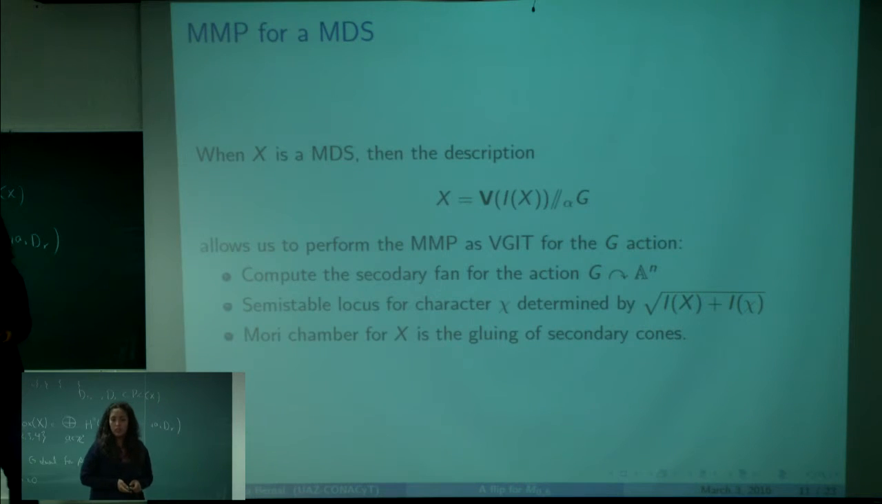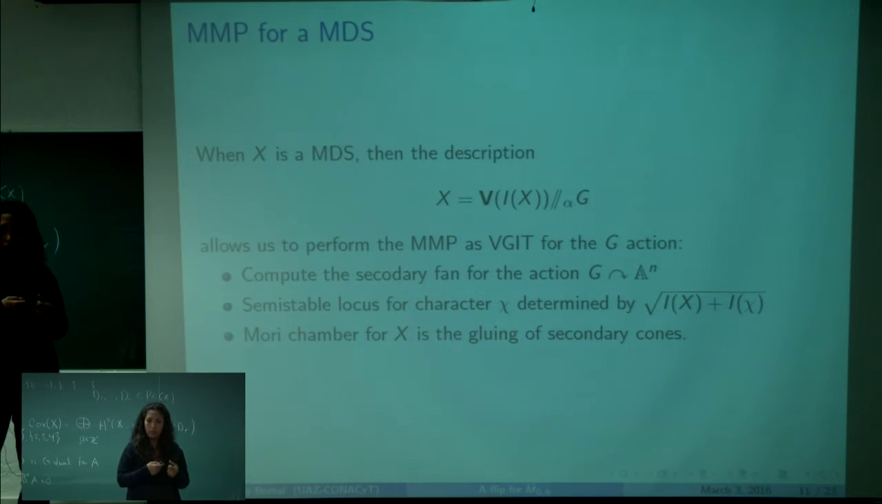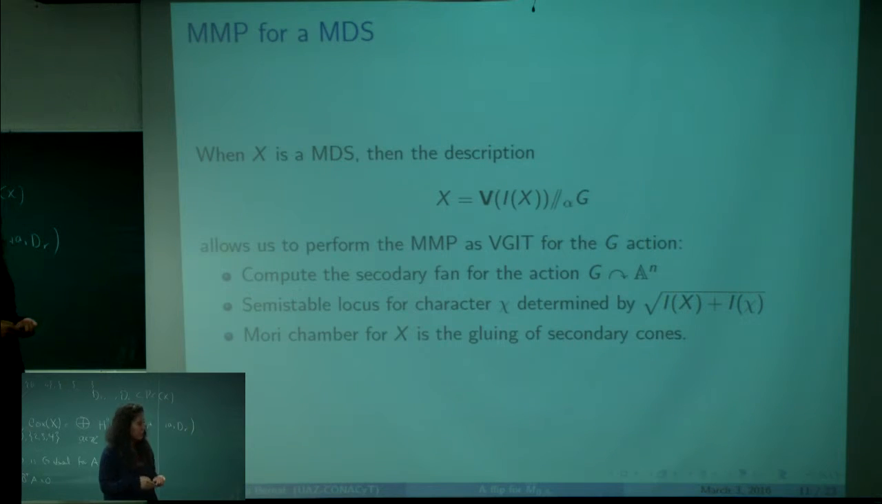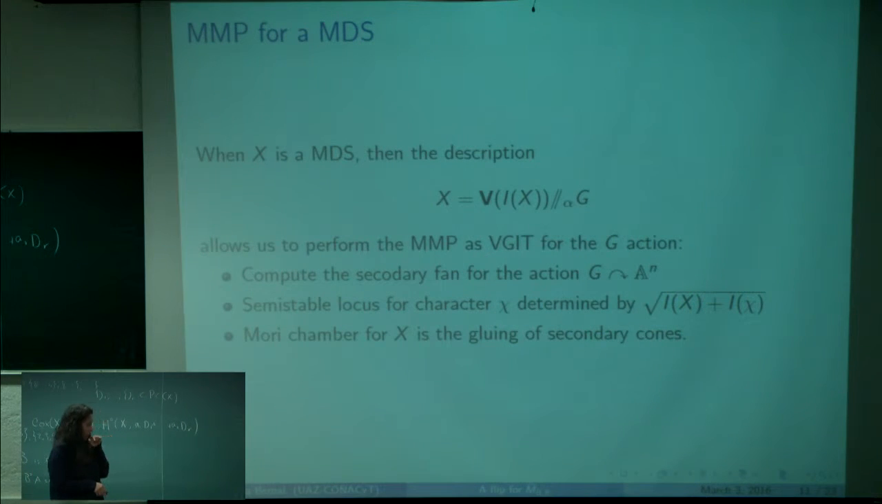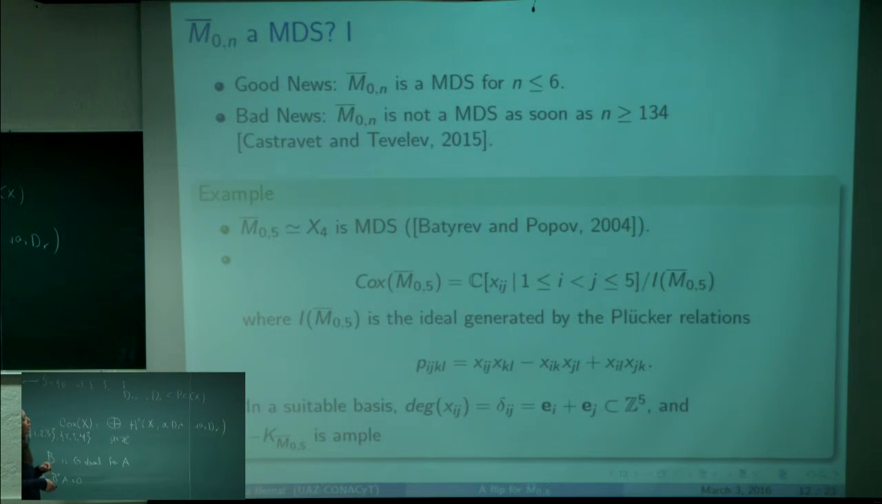Okay, but crossing the wall between the two cones in the secondary fan does not give you some... Not necessarily, unless they actually represent two different models. They do for the affine space quotient, but not for the variety X. So we get the Mori chambers by gluing secondary cones in the secondary fan of the G action on affine space.